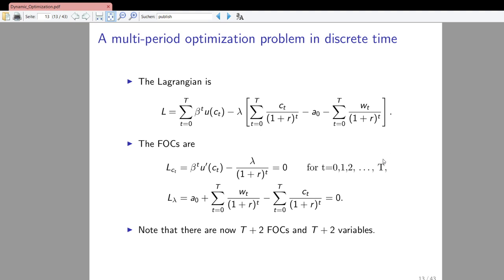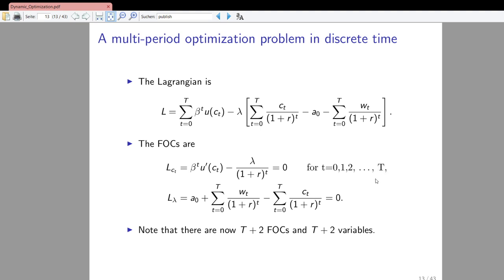side of the expression. And then we can calculate from this the necessary first order conditions for a utility maximum, and that are the derivatives of the Lagrange function with respect to the consumption values, but not only at one time point t, but for all time points t from 0 to the end of the planning horizon, uppercase T.